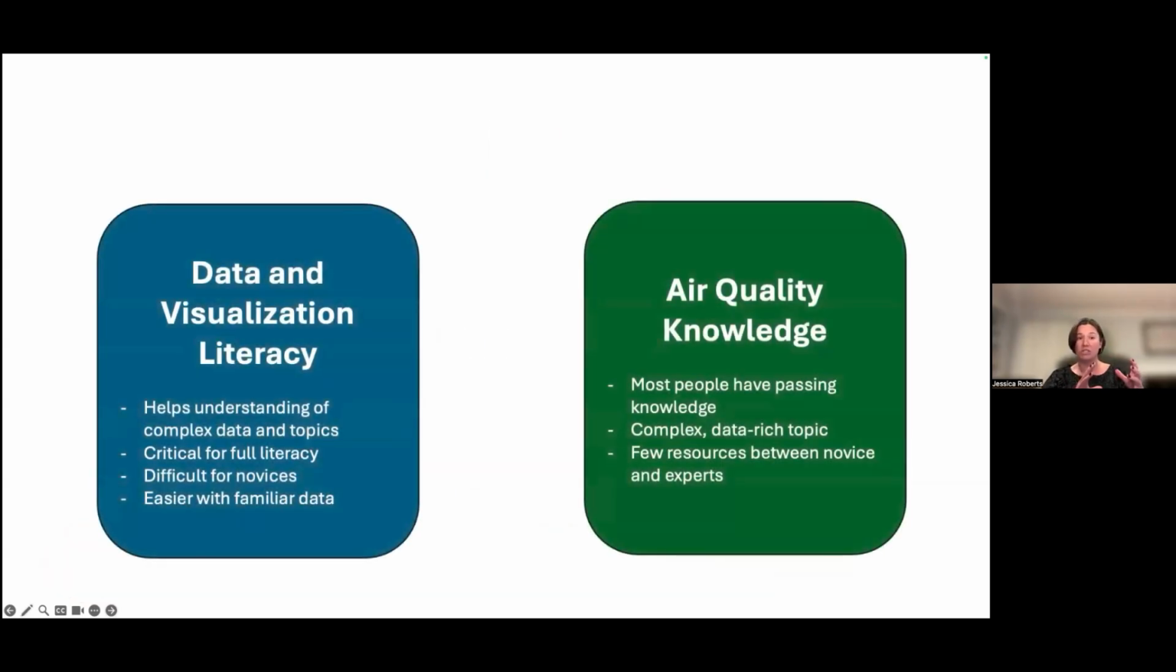One is data visualization literacy, which we know helps people understand data in different ways. Visualization in particular is a way to understand data. Data literacy is critical for full literacy, but we know that it's very difficult, especially for novices when you're not familiar with the data. And on the other hand, we have air quality and environmental data. Most people have some sort of passing knowledge of this, but it's a very complex, very data-rich topic. And it turns out there's not very many resources from the very entry-level novice options that we'll talk about in a minute and the expert data that we'll use.